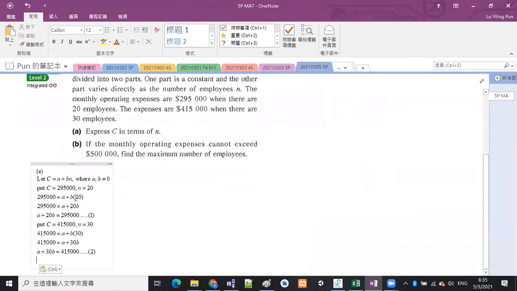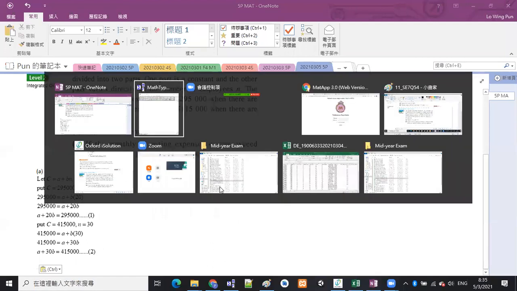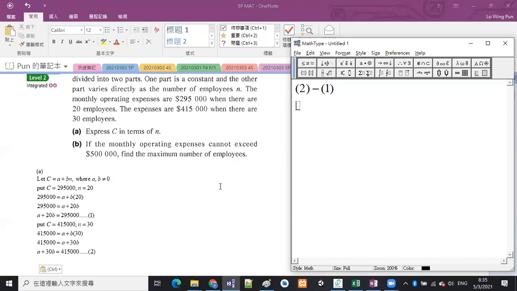Part A. Now we have equation 1 and equation 2. Notice that the A terms are exactly the same, so we can do the subtraction on the equations. Equation 2 minus 1: the A terms are completely cancelled, and the B terms become 30B minus 20B, which is 10B. The right-hand side, 415,000 minus 295,000, should be 120,000. Then B is equal to 12,000.